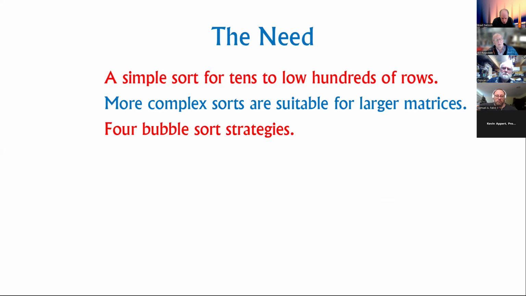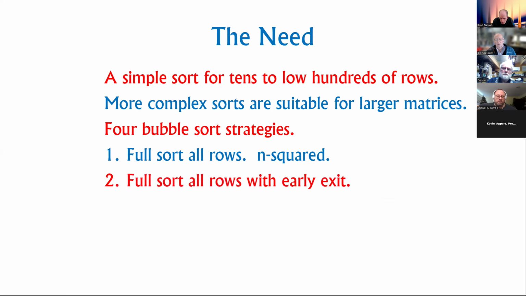So for the beginning bubble sort, there are four basic strategies, at least I came up with four. The first one is to do a full sort of all rows. If you have a 10-row matrix, you sort over 9 rows, and the time is n squared because you are having to sort a 10-row matrix 10 times.